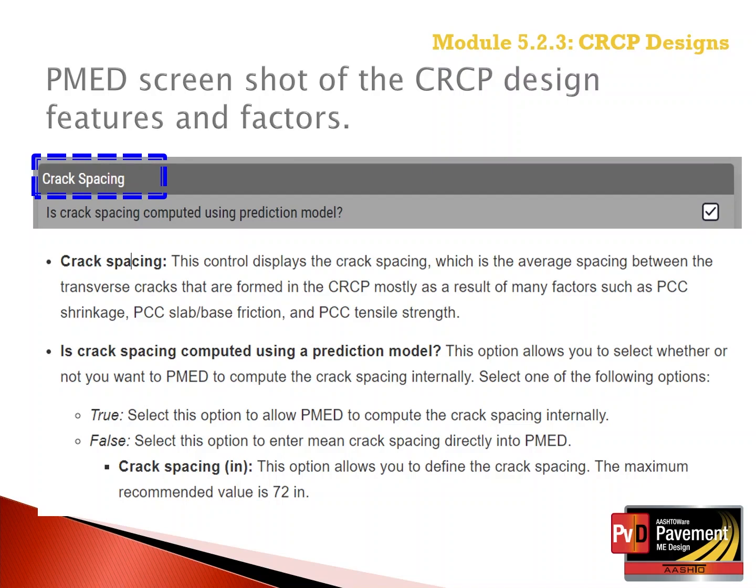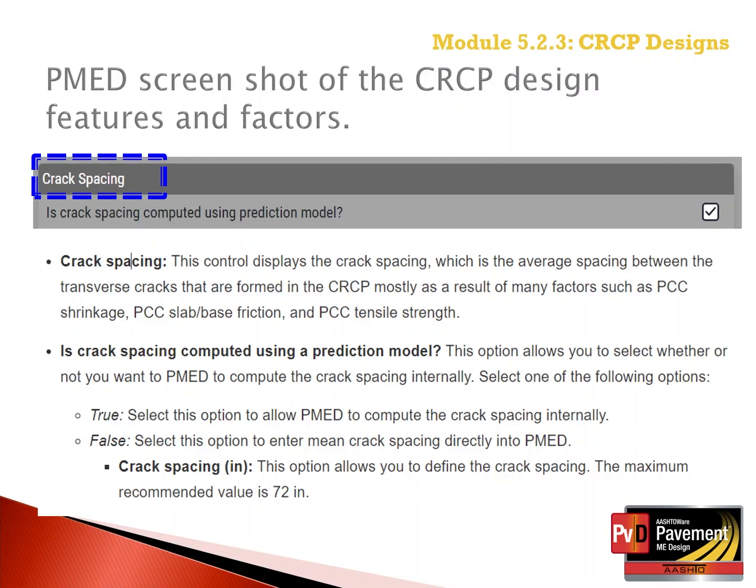The user can allow the program to calculate the crack spacing, which is generally recommended, or the user can also enter a specific value for some reason that they would like to use. So this option allows the user to select whether you want the software to compute the crack spacing internally, as noted here. And as we mentioned previously when we had the software open, this option allows you to define the crack spacing as a user.